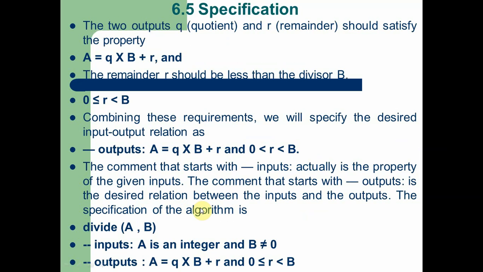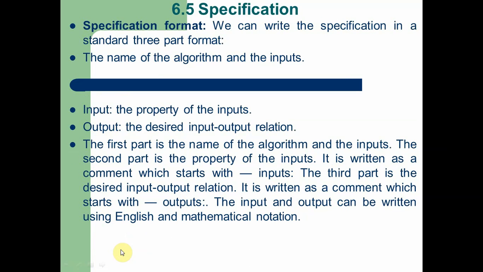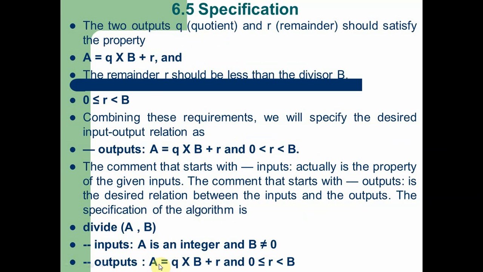So in this example you can see divide A and B is the name of the algorithm. So divide is the name of the algorithm. Input is the property of the input, output is the desired input output relationship. So here we identify the exact relationship between input and output variables of this algorithm. So this is the total solution for divide A comma B. This is how we write the specification for any algorithm. This is a simple example of writing a specification for the problem of dividing two numbers.